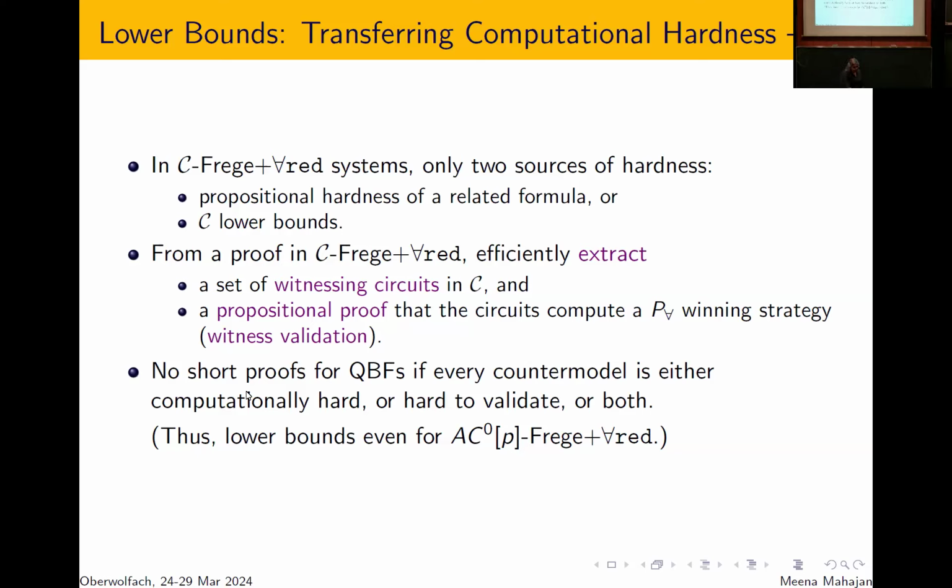I'm running out of time, but maybe let me spend a little bit of time on the second point here. What they showed was that in these Frege plus reduction systems, from any proof you can extract a set of witnessing circuits and a proof that they are indeed witnessing circuits. And therefore, hardness comes from either there being no small witnessing circuits or it being hard to prove that these are witnessing. That's that. So with this, for instance, we have lower bounds even for AC0[p] Frege in the QBF world, which we don't have in the propositional.